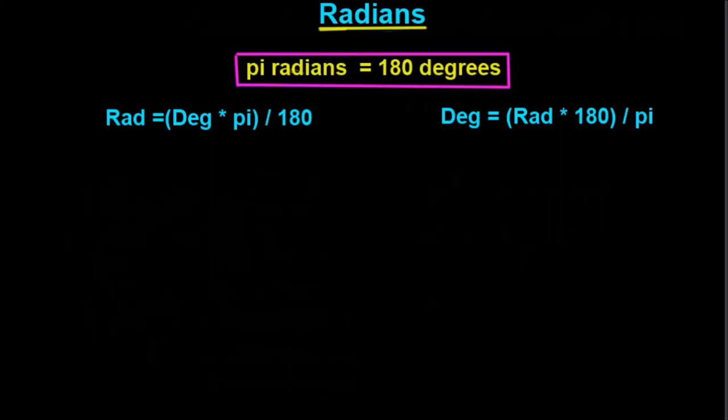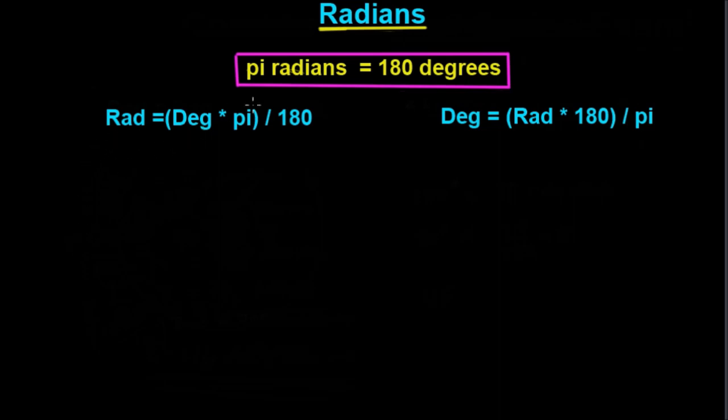We have seen that pi radians is equal to 180 degrees, and we've also seen that we can convert from radians to degrees using these little equations here. So let's go through some examples of these.